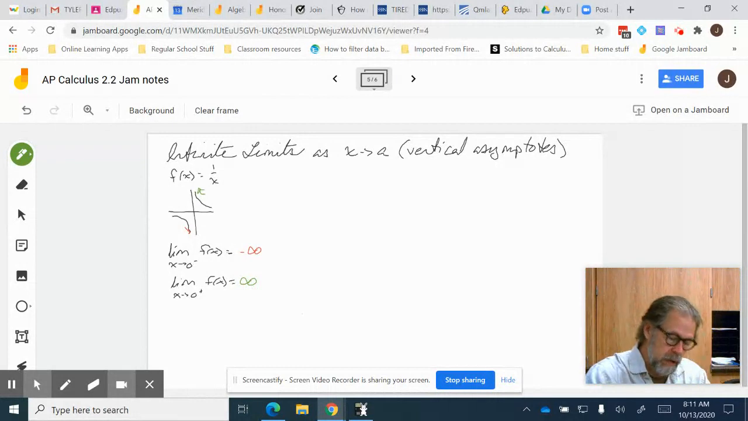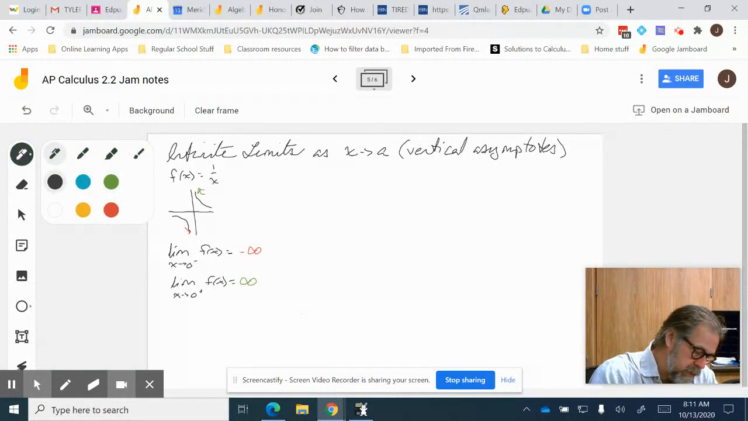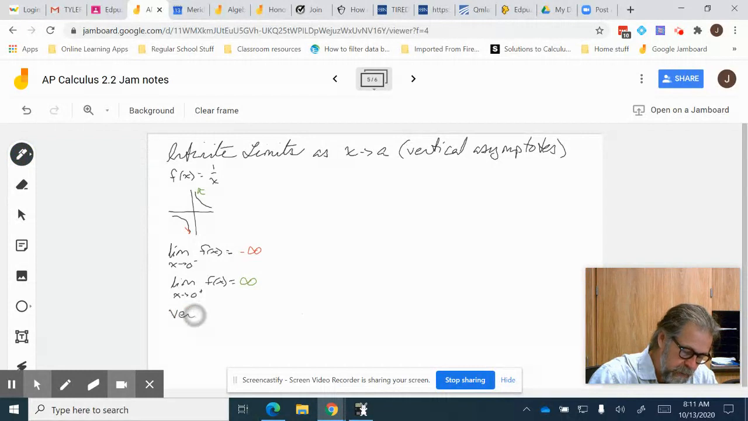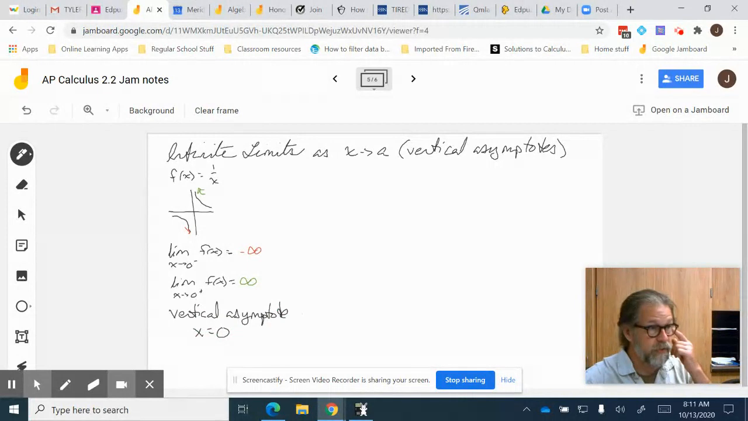And from here, we notice that this means that we have a vertical asymptote, which of course we already knew because of algebra 2. And the equation of the vertical asymptote is in fact x equals 0.